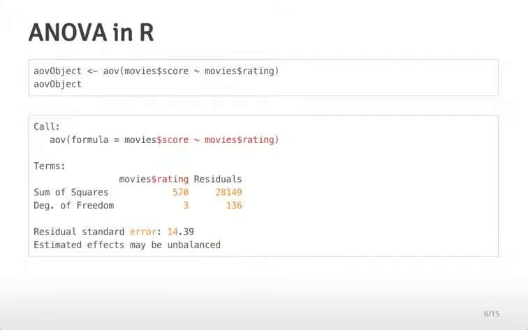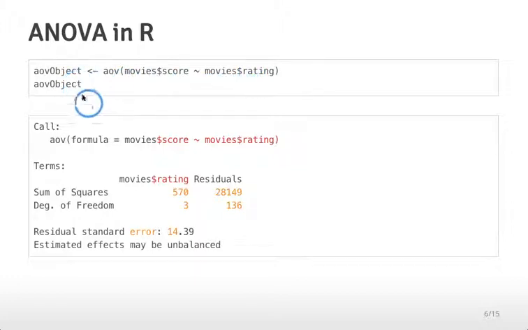So we can perform an ANOVA in R using the aov command, and so aov works a lot like lm in the sense that you pass it a formula, where the formula has on the left-hand side of the tilde the outcome variable that you're interested in, in this case the Rotten Tomatoes score, and then a tilde, and then on the right-hand side of the tilde the covariate variables, in this case the factor variable for rating.